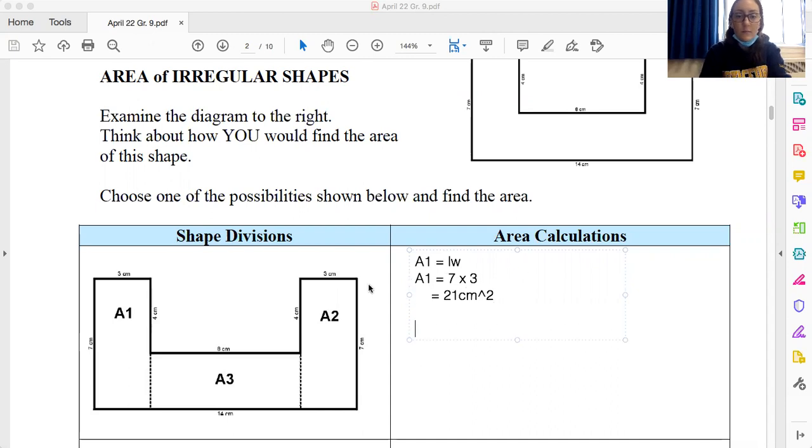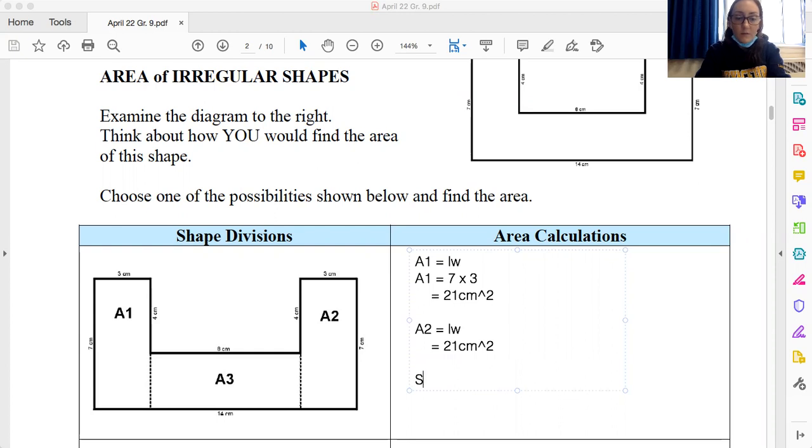Now you're going to look at the second one. So the second one's going to be the exact same thing, to be honest with you. And they're the same measurement. So you're going to do length times width. So if you look again, it's just 7 times 3. So it's going to give you the same thing of 21 centimeters squared.